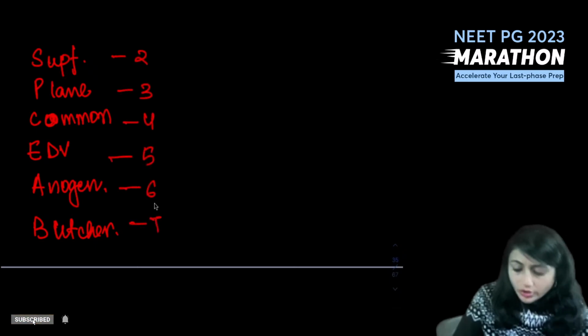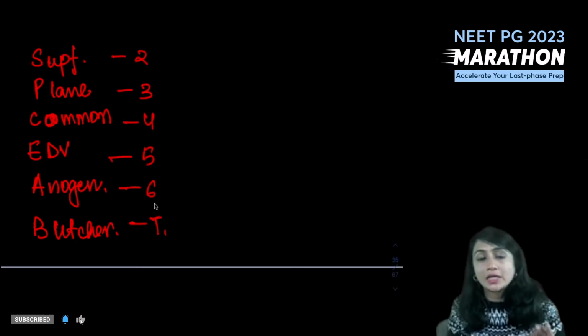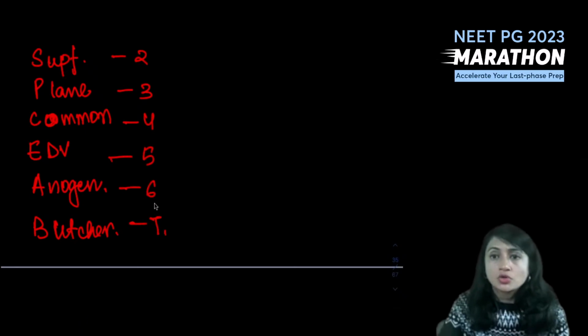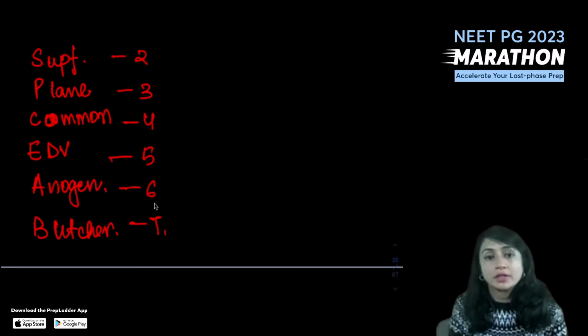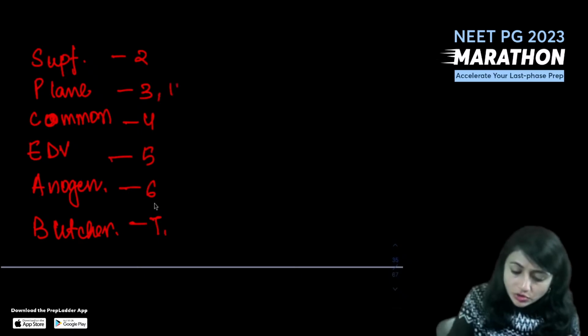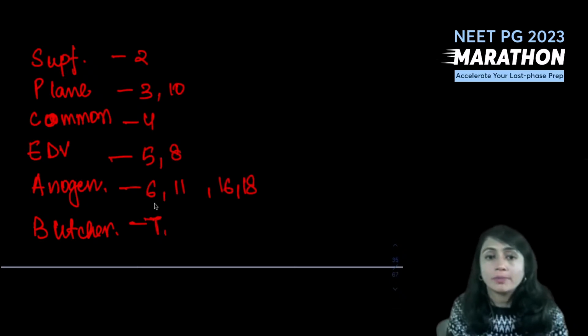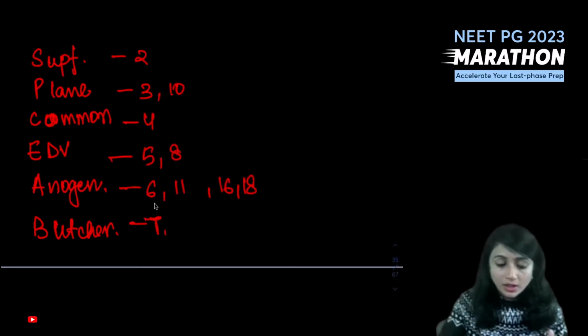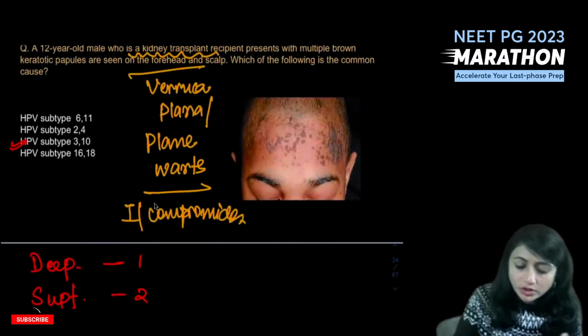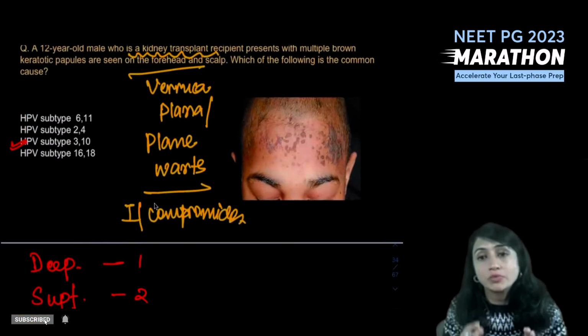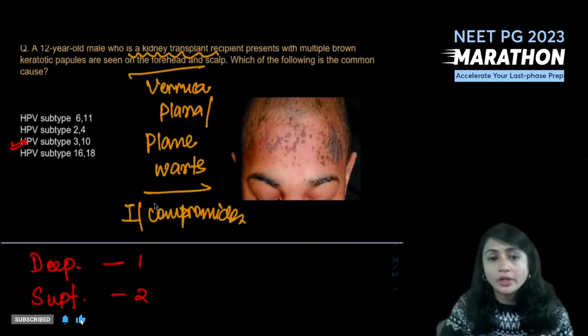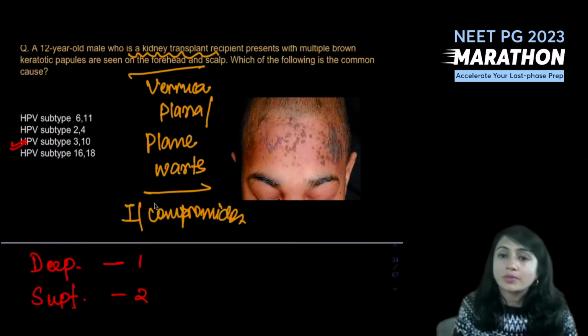So this is what these are caused by. They very commonly ask you the HPV subtype. So you should know 1, 2, 7. Then there are some other 3s, also 10. And then in EDV, you should know 8, here 6, 11, 16, 18. So these all you should be knowing about. But just remember 1 to 7 and you will be able to mark. Even if you didn't know 10, you know HPV subtype 3. DSP, plain wart, is caused by HPV subtype 3.